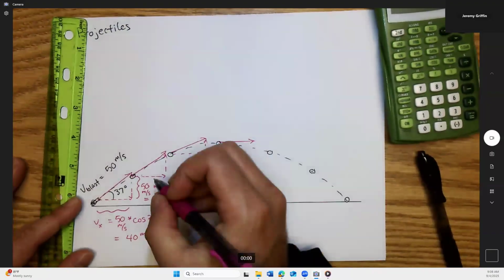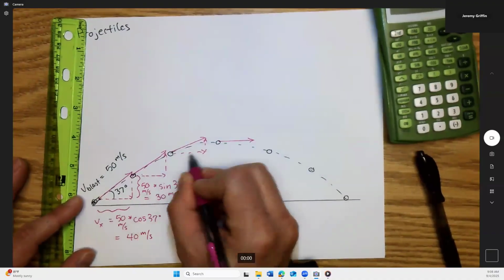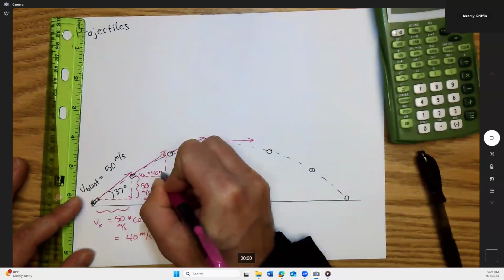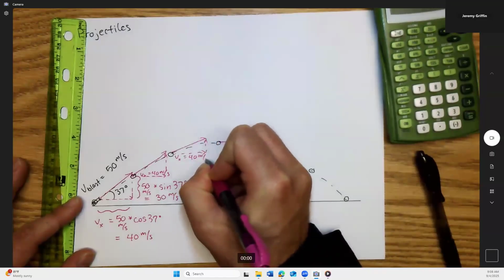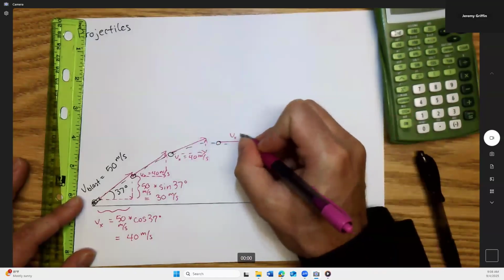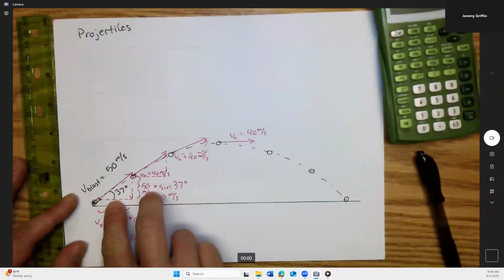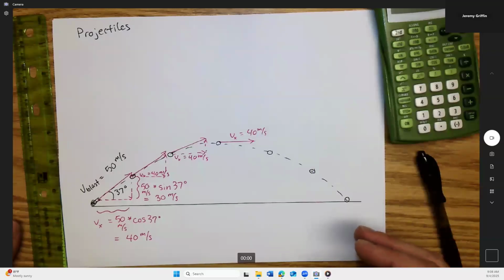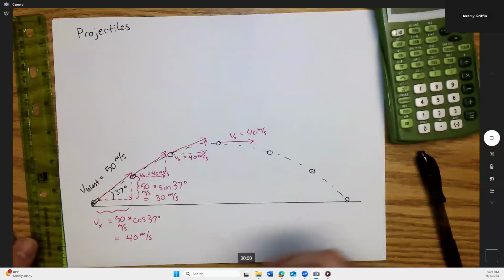Okay. Now, guys, is this Vx 40 meters per second? Is this still 40 meters per second going across the field? Yeah, this is still Vx is 40 meters per second. This is still 40 meters per second. Yeah, it's going 40 meters per second across the field all the time. Right? There's no air to slow it down. Gravity's not pulling horizontally. Gravity's pulling vertically. You guys see that? Right.